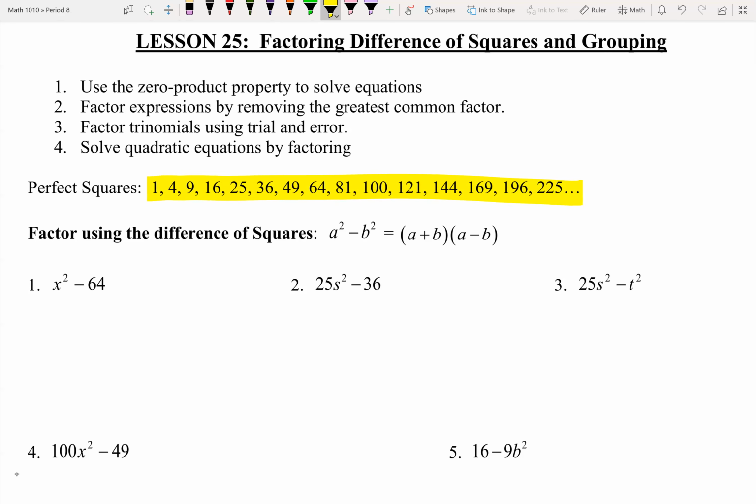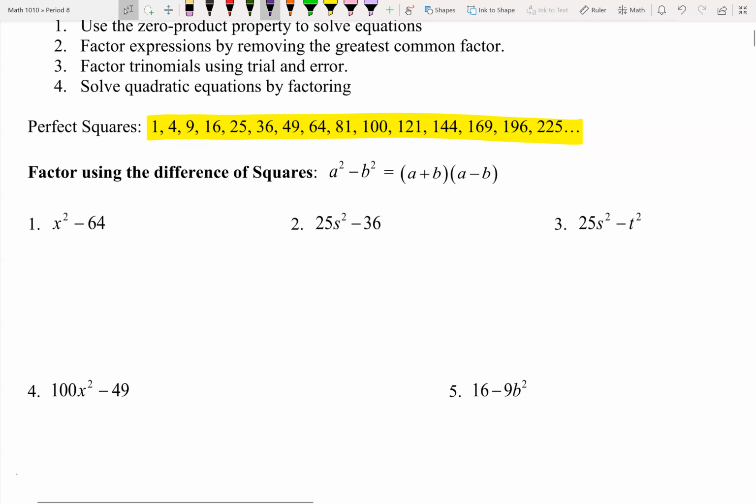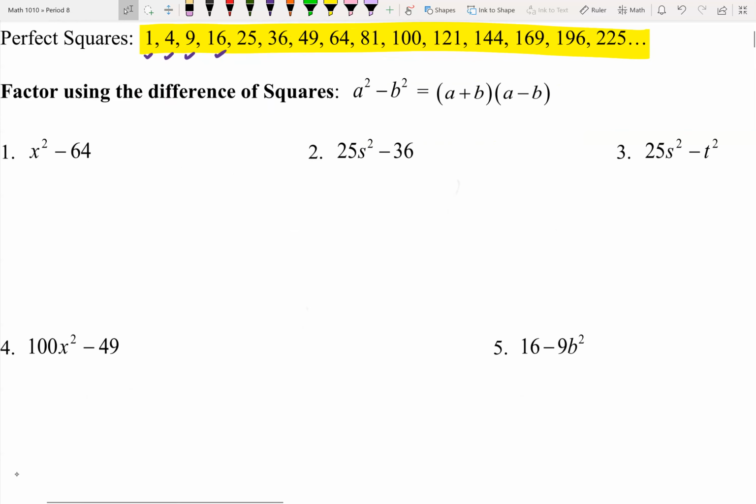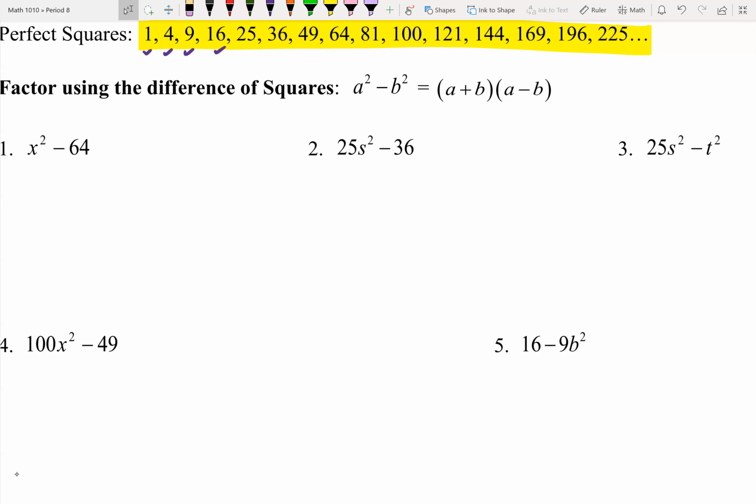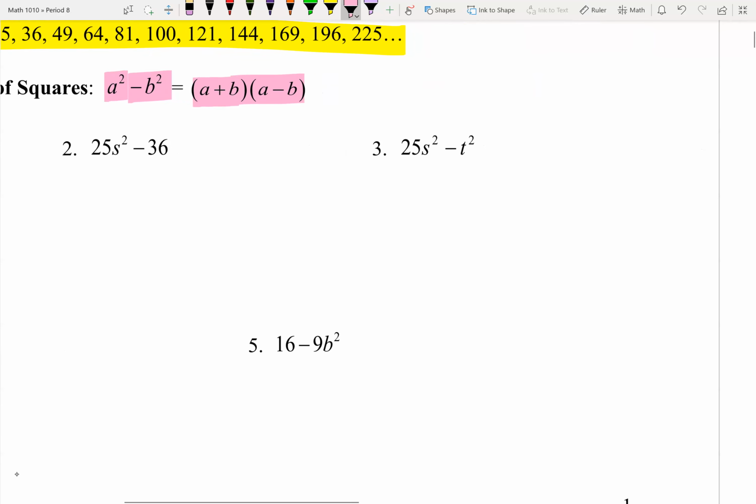Those are all perfect squares. So 1 squared is 1, 2 squared is 4, 3 squared is 9, 4 squared is 16, etc. Those are all called perfect squares. So here's the first rule that you have to have memorized. You already know it, I'm sure. If you have something squared minus something squared, the first thing is a, the second thing is b. Then you go a plus b times a minus b. That's the rule.